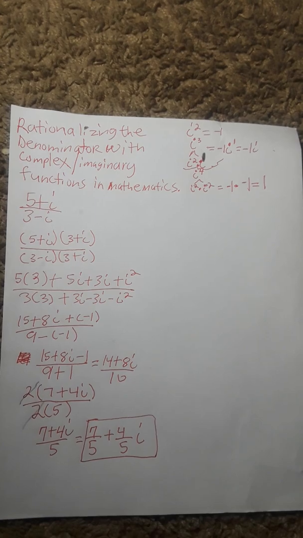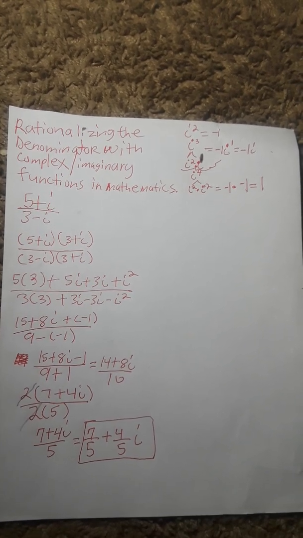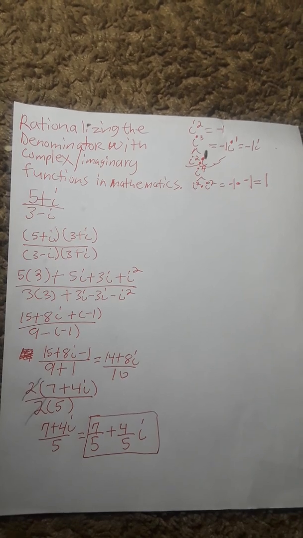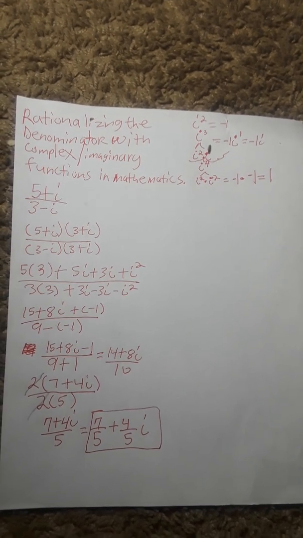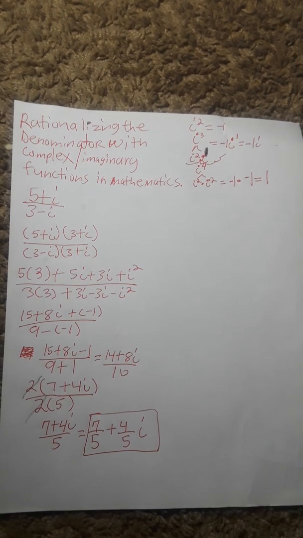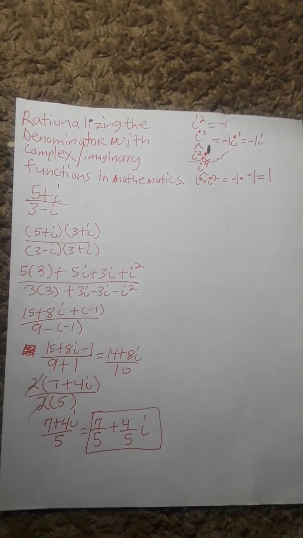Rationalizing the denominator with complex and/or imaginary functions in mathematics. Here we have a function of 5 plus i divided by 3 minus i. There are two binomials and they both occur in the numerator and denominator.